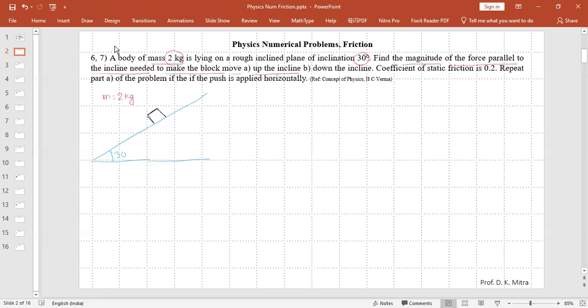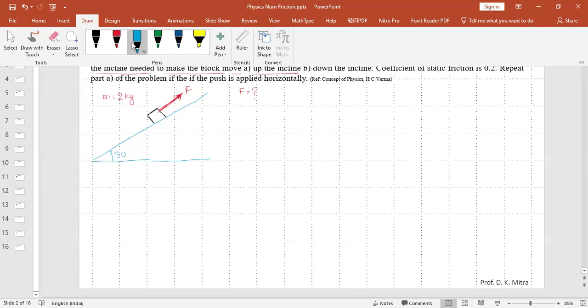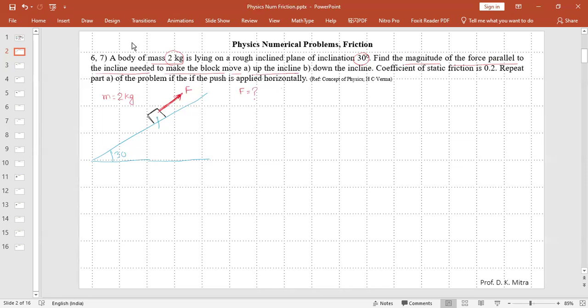That means, if I have to move this block up the incline, it will need a certain amount of force. Let us say this force is F. The paper setter wants us to find out this force, that is F equal to how much? As I have indicated to you earlier, in all such cases, you first draw the force diagram.